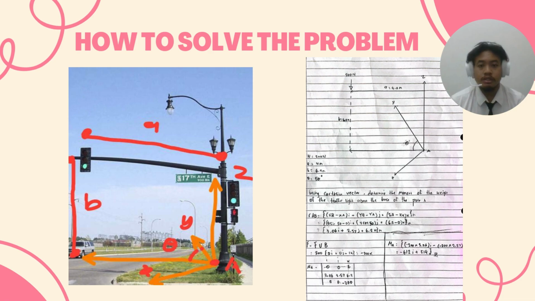So this is the question that we chose, which is the traffic light. By using Cartesian vectors, determine the moment of the weight of the traffic light about the base of the pole. The weight is 200 Newton, length A equals 4 meters, length B equals 6.3 meters, and the angle is 50 degrees. The formula for moment is M equals R times F. The magnitude is 0i plus 0j minus 1k.